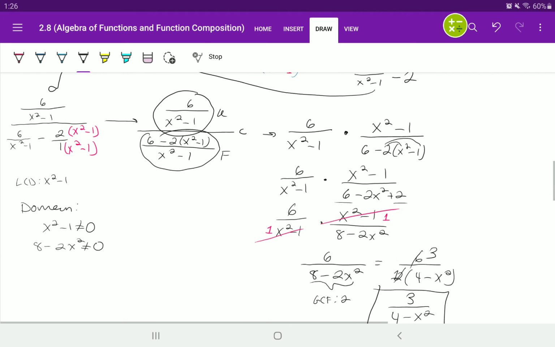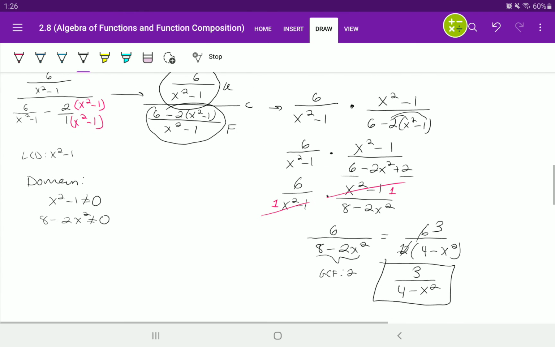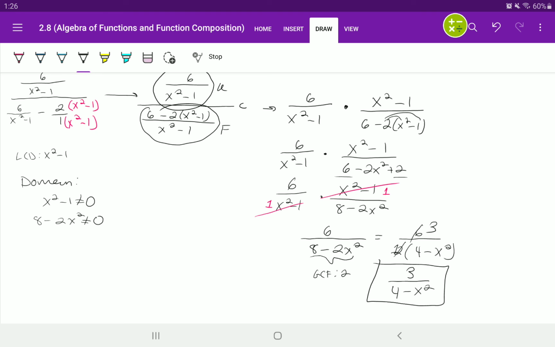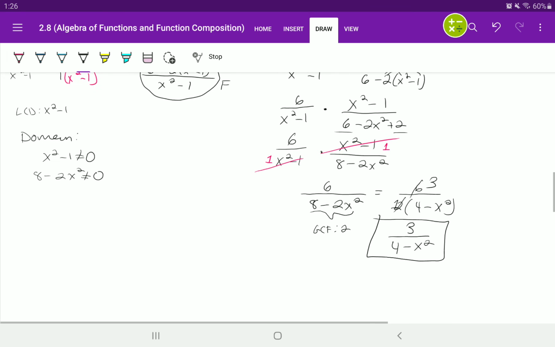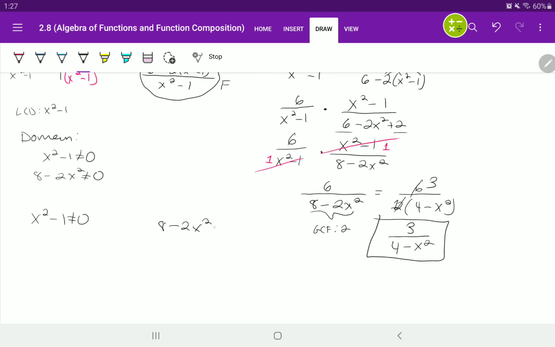And remember, although we have one complete fraction now, I must consider the denominators for all of my fractions. So now I want to find my domain. So x squared minus 1 cannot equal 0. And the other one is 8 minus 2x squared cannot be equal to 0. Let's solve for x in each of those. Let's add 1 here. So x squared cannot be equal to positive 1.